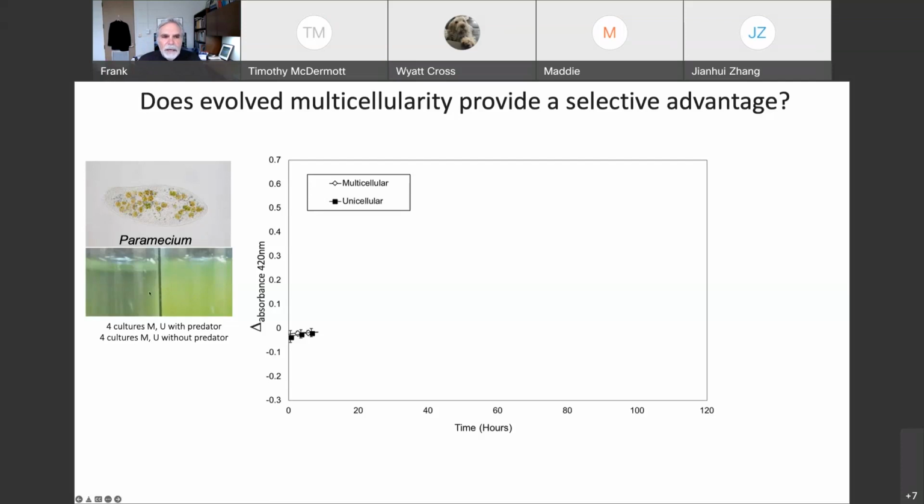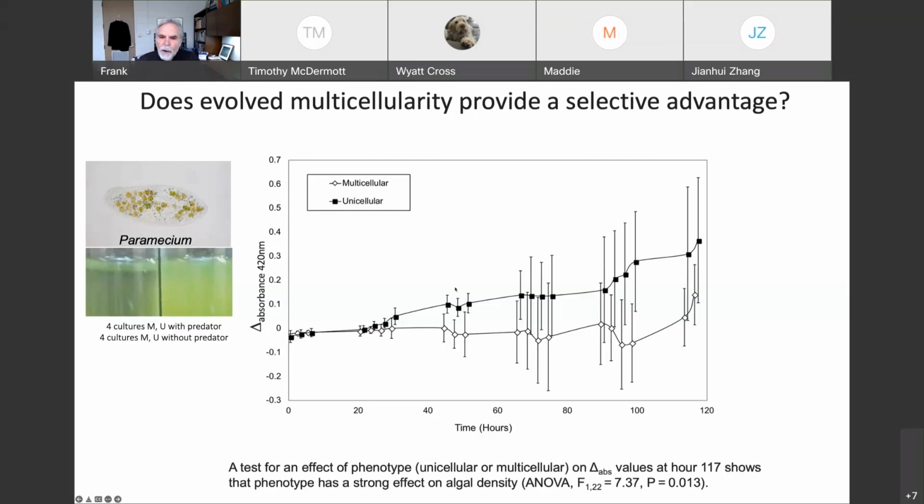dispersed within the medium, and it's this change in absorbance that is essentially the way that we're scoring the intensity of predation over time. So here you have multicellular in the open diamond and in the black square unicellular, and here's the whole enchilada of all of these experiments. And bear in mind that 0 means no change. So no change in these multicellular forms, but a pronounced difference between with and without predator in the unicellular forms.